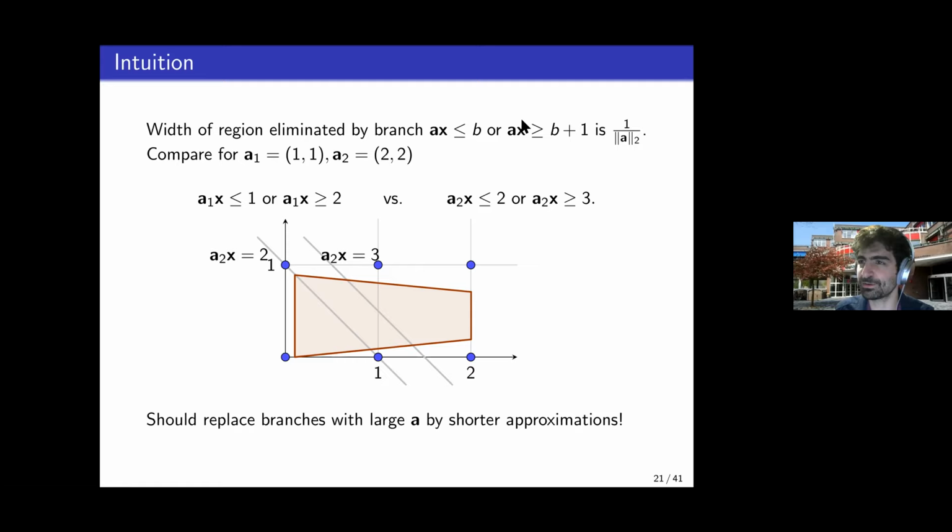And that might make you think that using huge coefficients is a really stupid thing to do. In this particular picture, you see what happens if you double: if you use the 2-2 vector to index a cut versus the 1-1 vector, the 1-1 vector will always be strictly better because the cut will be twice as wide. So this is some intuition that maybe it doesn't make sense to use gigantic coefficients.